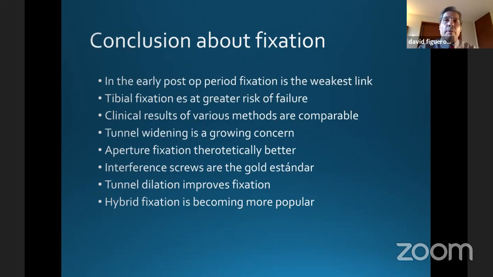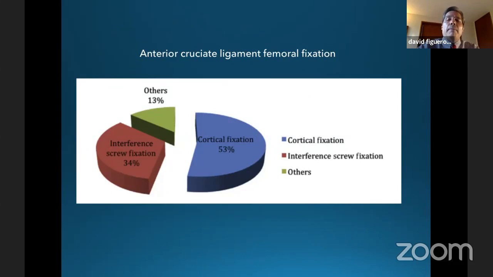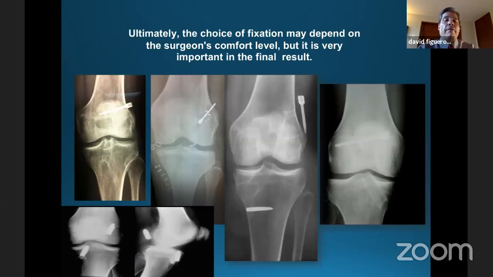When we look at the survey again, many surgeons prefer the cortical fixation, that is a suspensory cortical system, and then the interference screw fixation. Finally, the choice of fixation may depend on the surgeon's comfort level, but it's very important in the final result. We should avoid the errors that you can see in these pictures performed by expert knee surgeons.